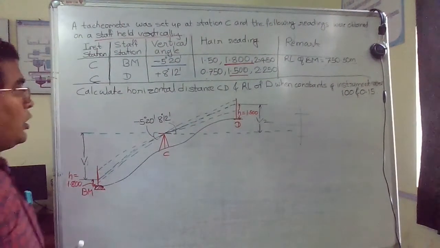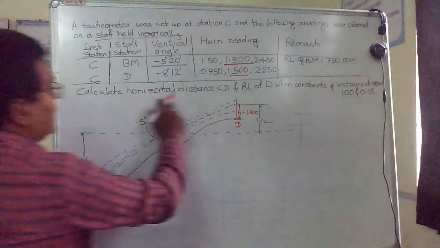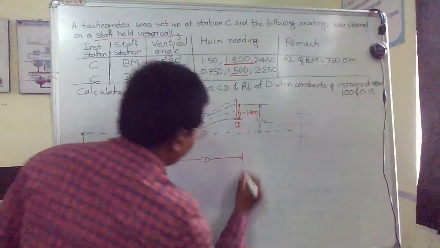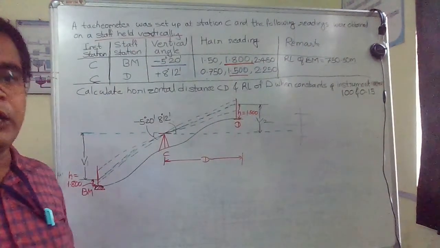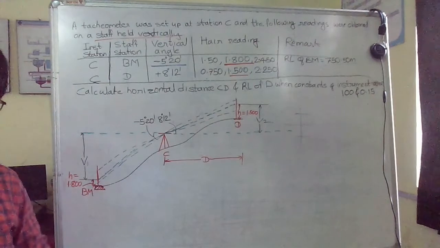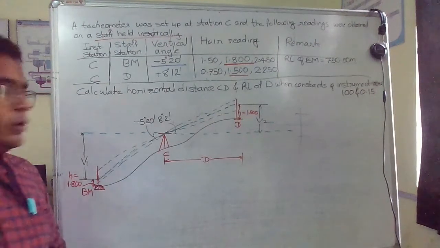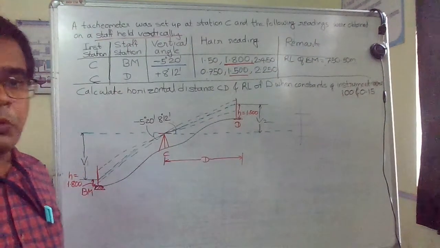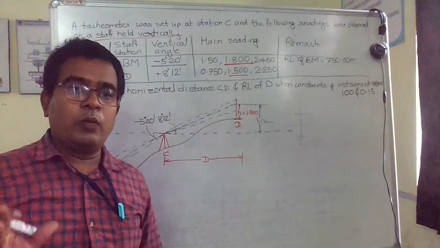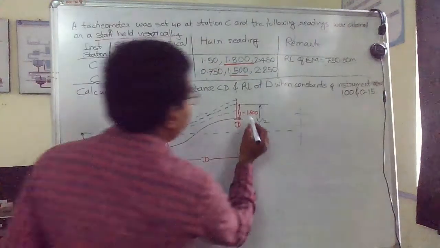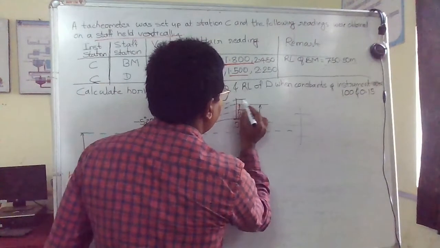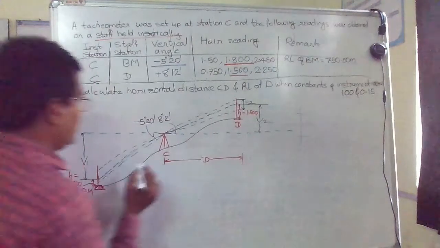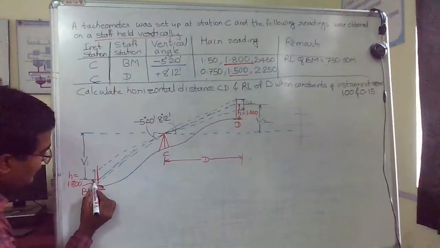Now what do we have to find out? We have to find out the horizontal distance CD. So this is our horizontal distance CD. Once you draw this figure correctly, your half problem is solved. Okay. So what more do we need? For every setup, for every reading, we need the central crosshair reading and the staff intercept S. Here the value of S we can take as S2, and here also the value of S we can take as S1.